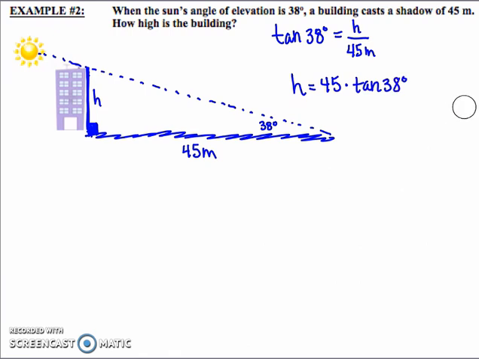You grab your calculator, make sure you're in degree mode, you type that in, and you end up with an answer of h equals 35.2. And again, units in this problem, if the shadow is casting a length of 45 meters, that means that the height of our building will be in meters. The height is 35.2 meters.